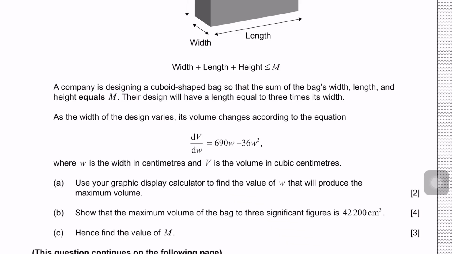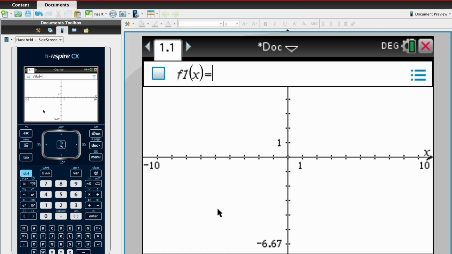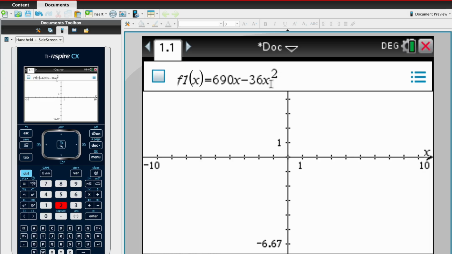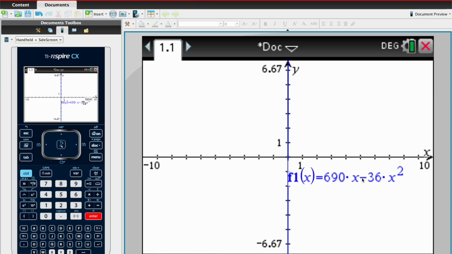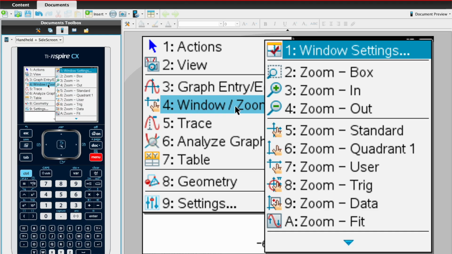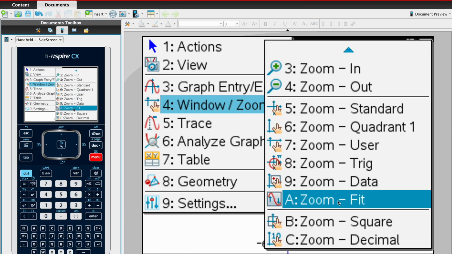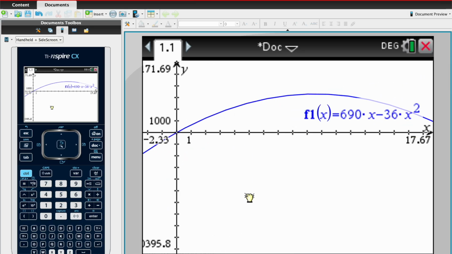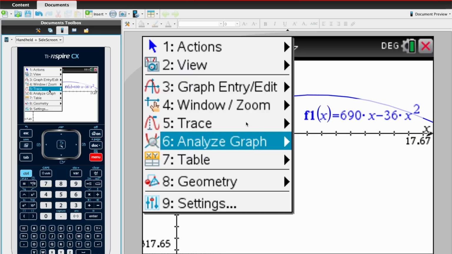So let's go ahead and graph this, and I think that will give us some more context. Here we go. Let's go 690. Remember, the calculator is in terms of x, so we've got to use x instead of w. Minus 36x squared. There's our function. We can't see it. These are fairly large values compared to our window. Let's zoom out. Actually, let's zoom fit. That's pretty good. I'm going to zoom out just a little more.